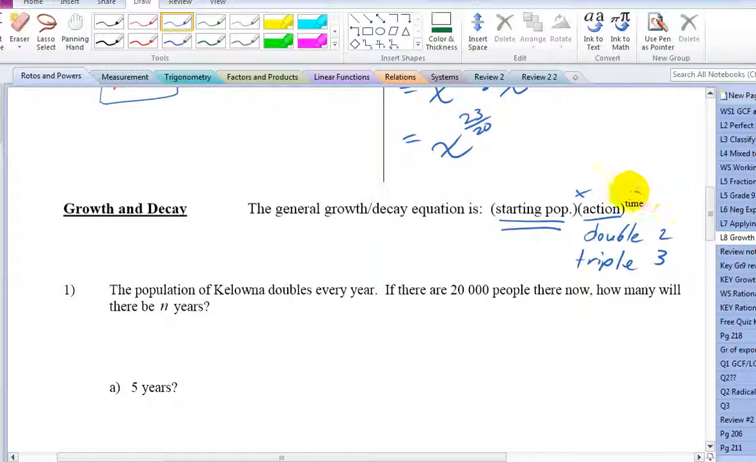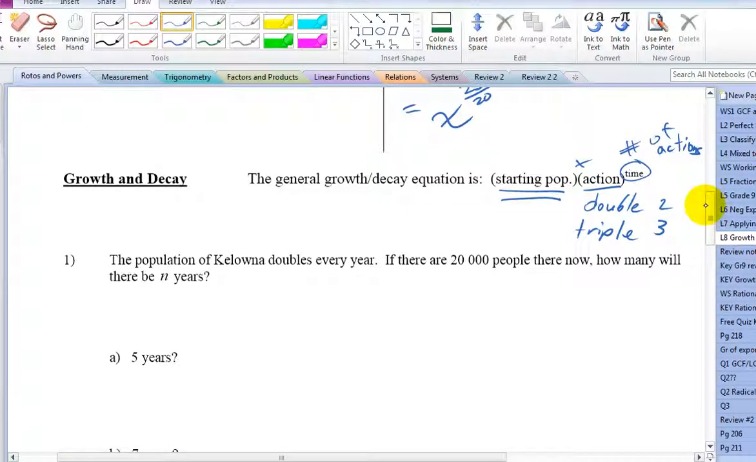Now the time will be your exponent. You gotta be careful with the time, okay? It would actually really technically be the number of actions. And time will tell you that. So let's talk about that as we explore this first question.